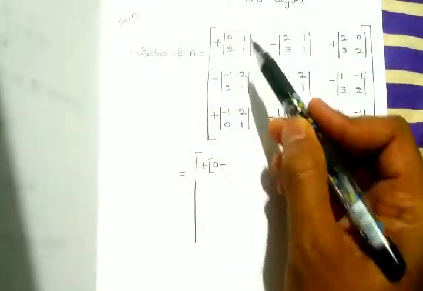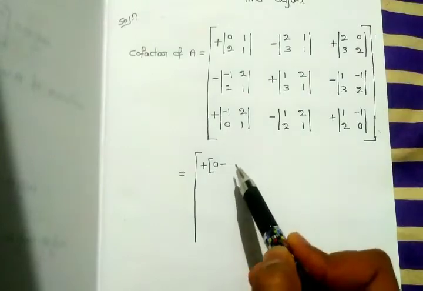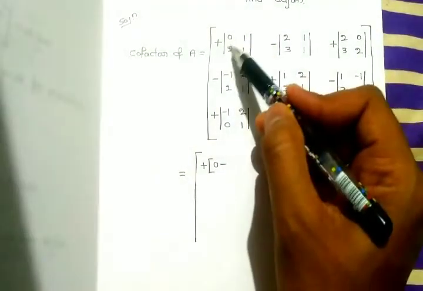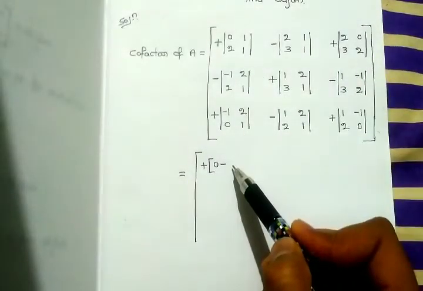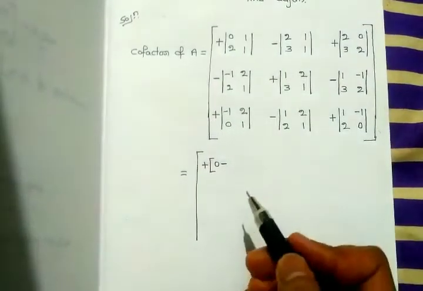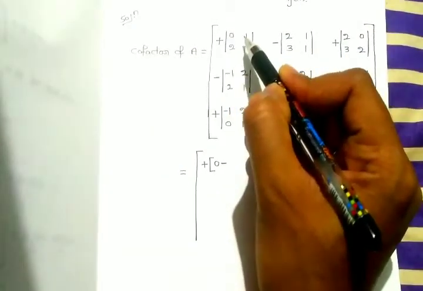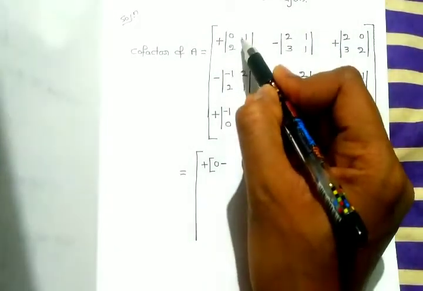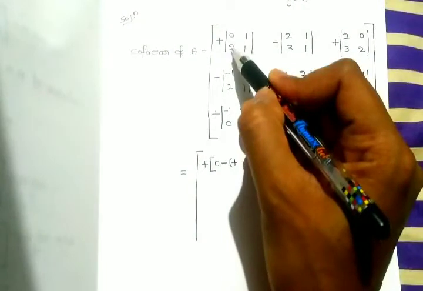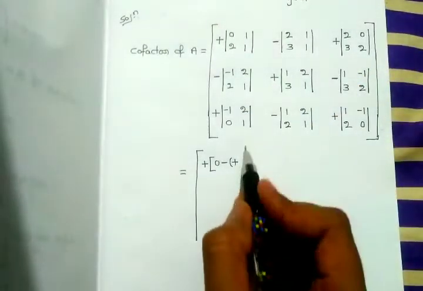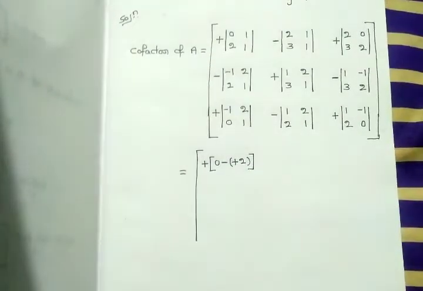Sometimes you may make small mistakes here. To avoid those mistakes, if plus sign comes, mention the plus sign. If minus sign comes after multiplication, mention the minus sign. See here, first here plus sign, here also plus sign. So plus into plus is plus. In bracket I am going to mention here plus. Next multiply 2 into 1 is 2. Close the bracket.